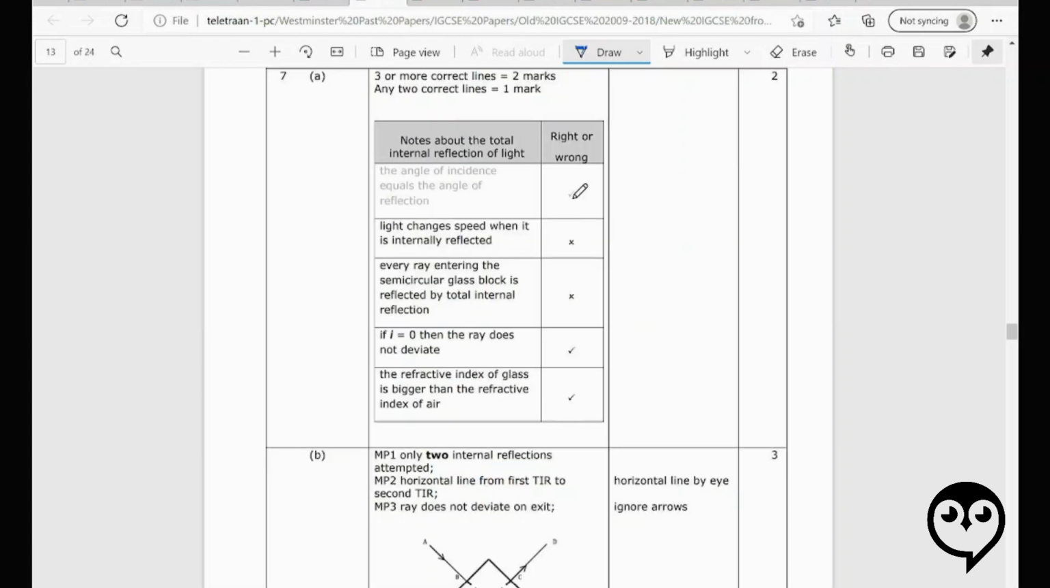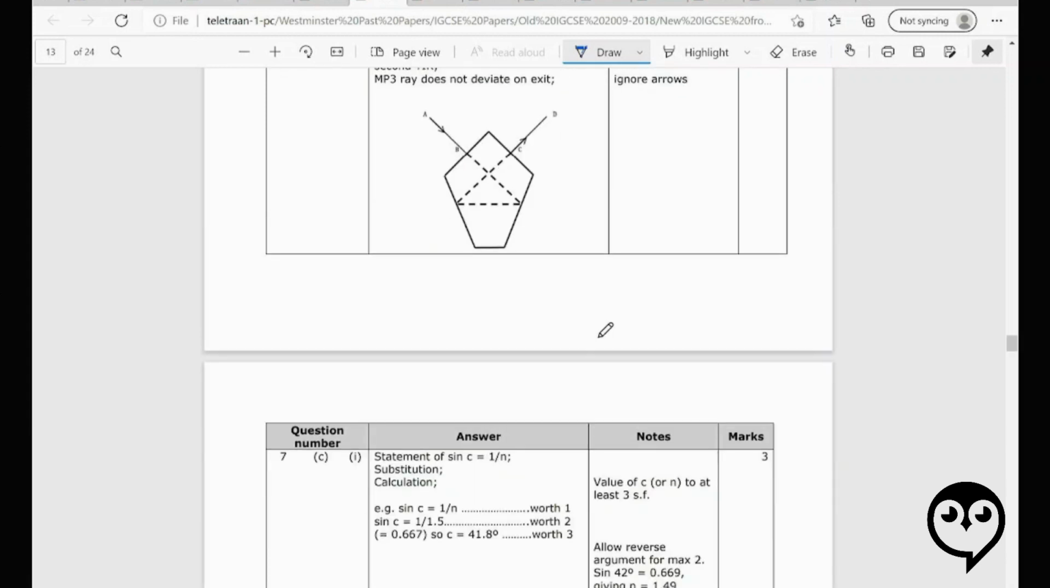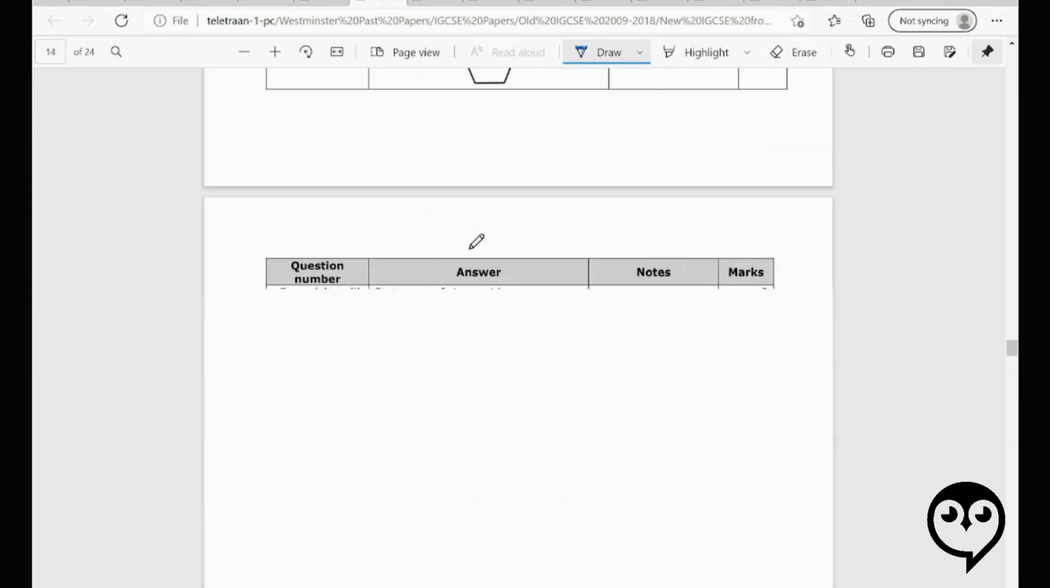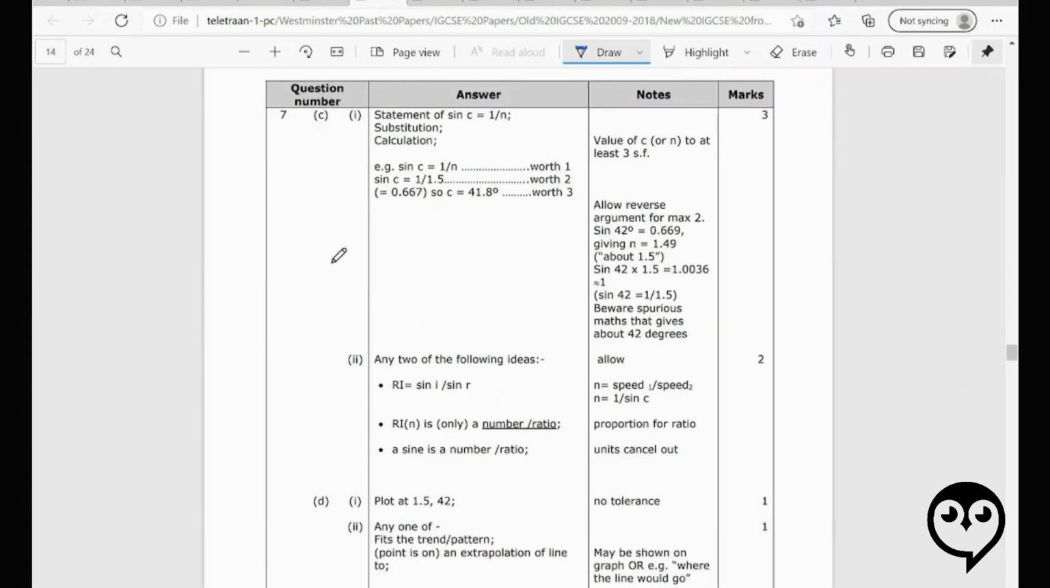Let's have a look. Okay, so we had that right. That's fine. I think we got that. That's good. Yeah, there's your diagram. So, like I say, I think it pays to draw in and then have this go back, and then it goes across. That's fine. Let's see, 1 mark for only 2 internal reflections, so there and there. The horizontal line here, and the ray does not deviate on exit. Well, that was already drawn for us, so I don't know what that means, but okay.